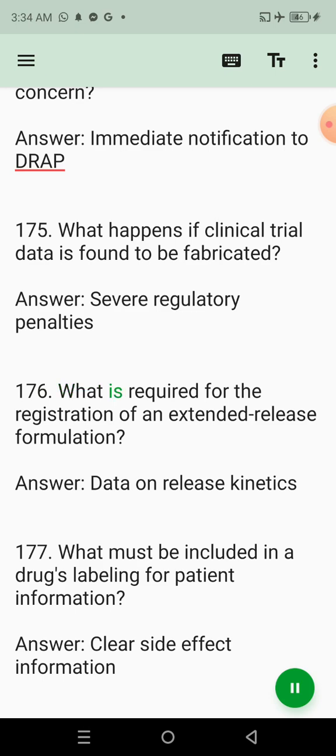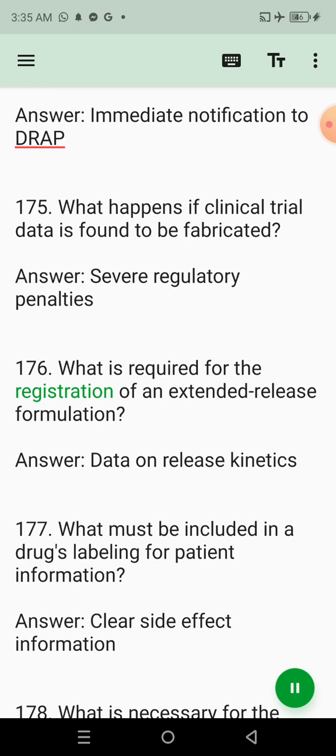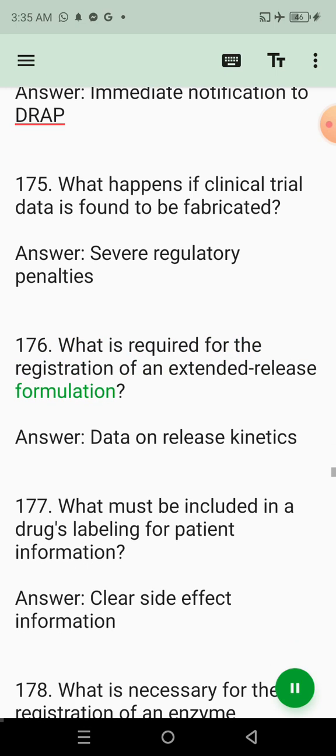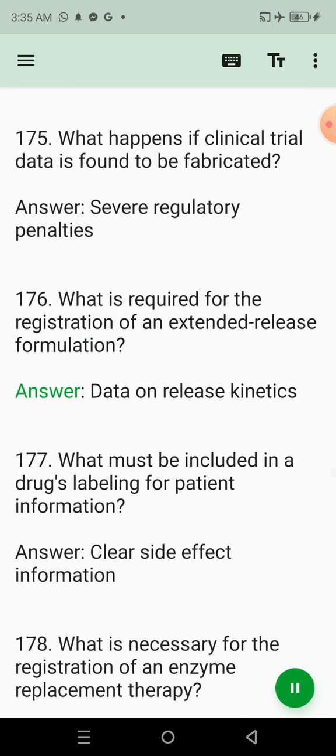176. What is required for the registration of an extended-release formulation? Answer: data on release kinetics.